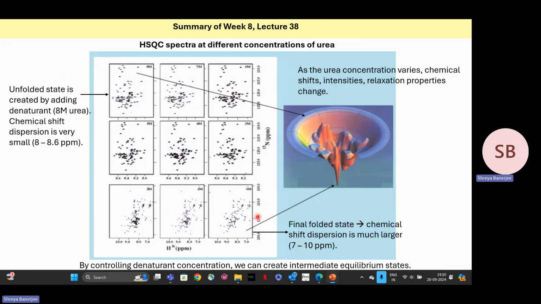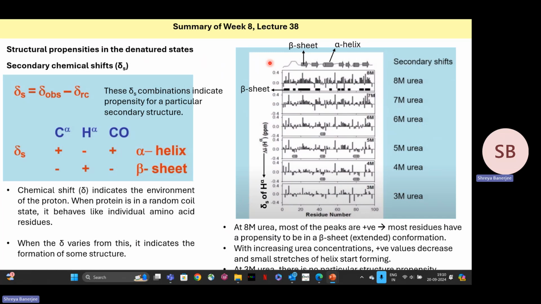So if the dispersion is varying so much, that is, in the unfolded state the chemical shift dispersion is so low, and in the folded state there is such a high dispersion, that means there must be different structural properties in the states.